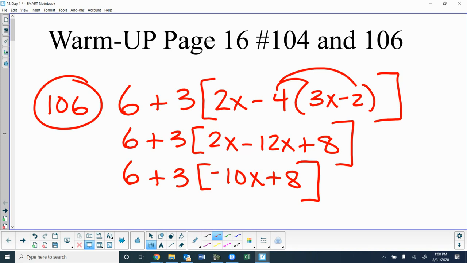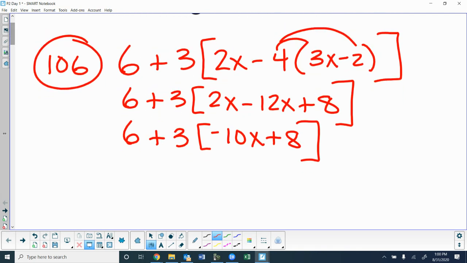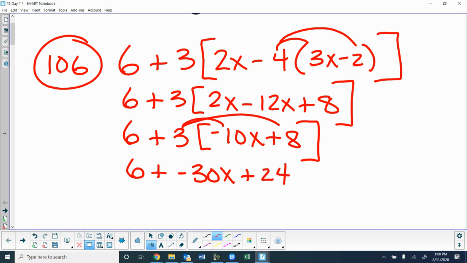And then some of you do everything right to here, and then you get careless and you make that a 9. Is that correct? No. You got to do 3 times that. First, distribute the 3. Don't add before you multiply. So -30x and positive 24. Now we can combine like terms. I have a positive 6 and a positive 24 I can put together and get positive 30. So that's what you should get if you worked on those.